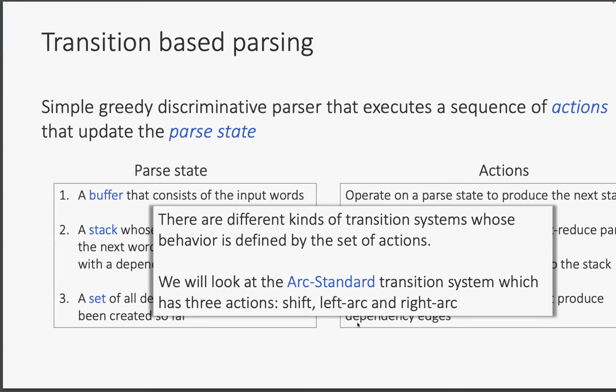Importantly, there are different kinds of transition systems whose behavior is defined by the set of actions. We are going to use the arc-standard transition system, which consists only of 3 actions, which are shift, left arc, and right arc. Okay?